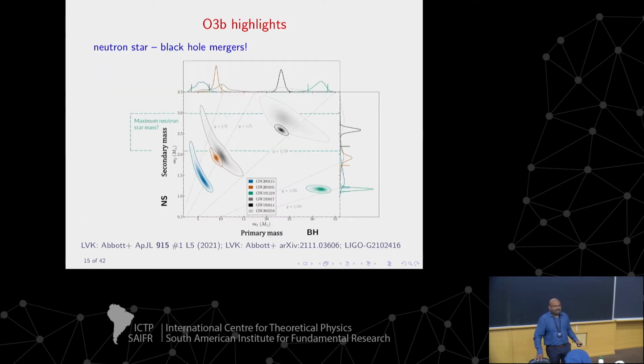In O3b, we observed at least 3 mergers of black holes and neutron stars. So O3b has also given us something new. And here in the colored contour, we see the 3 objects in which clearly one of them is a black hole with mass of around 20-30 solar masses, and the other one a neutron star, much lighter. There are a few others where we do not know whether one of the objects is in the mass gap or is really a neutron star.